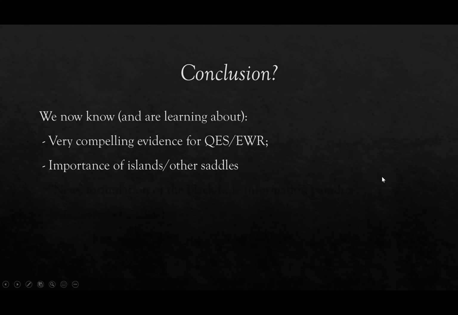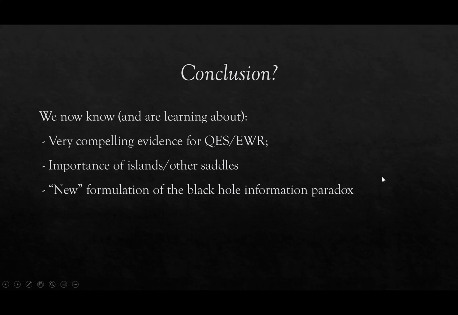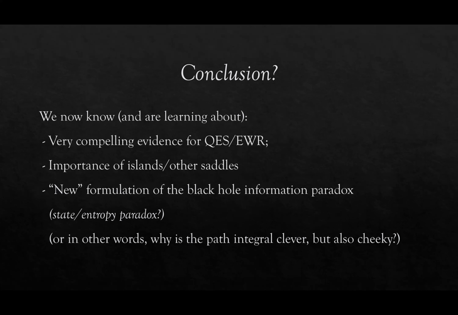And maybe in the end, one thing that we're learning about is that there might be a new formulation of the black hole information paradox. It's kind of a puzzle that we're getting the right answer for the entropy and not for the state. So you might call it the state-entropy formula. But my words would be just that the path integral is very clever, but also very cheeky for giving us the final resolution, the entropy 0, but not giving us the state from which we get that entropy.